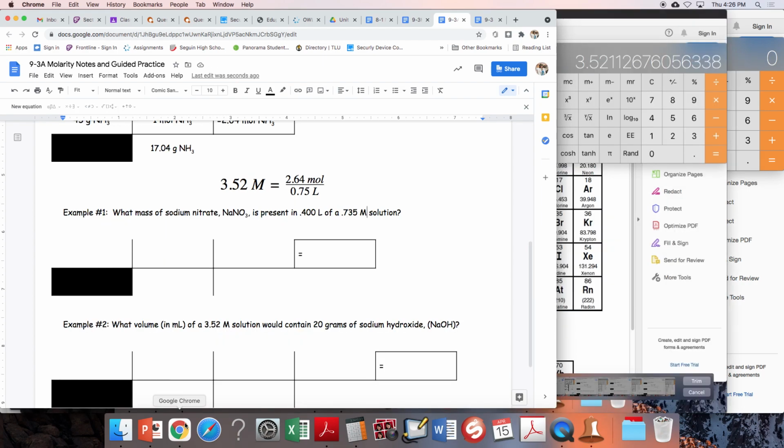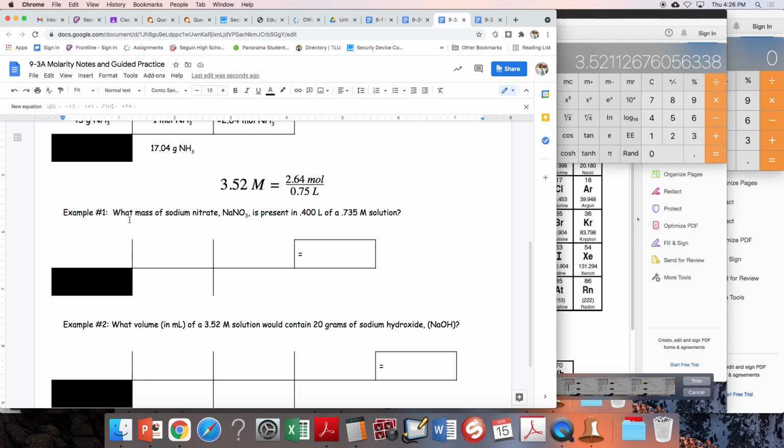So now we're going to look at how we use molarity to do dimensional analysis, which means we can also use it in stoichiometry. We're not going to quite get there yet, but we'll look at how to use it in dimensional analysis. We can find things other than concentration.